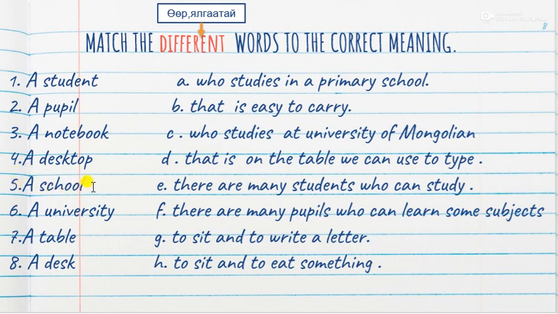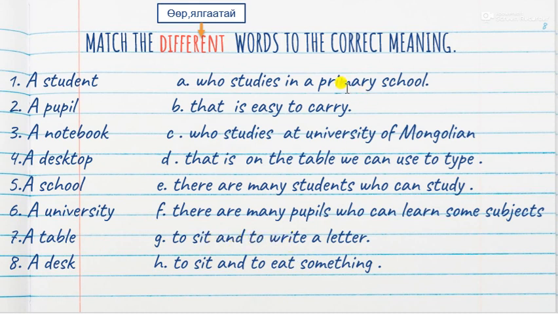Number five is school. There are many pupils. Very good, F. There are many pupils who can learn some subjects. Number six, a university. Students can study there. There are many students who can study. Number seven, a table. Okay, H. Of course, to sit and to eat something. Last one, a desk. G, to sit and write, to write a letter.